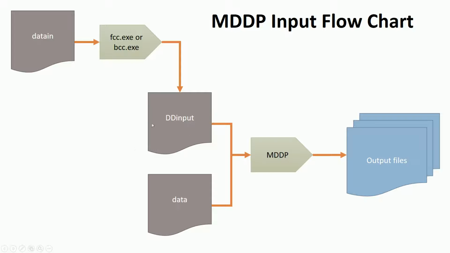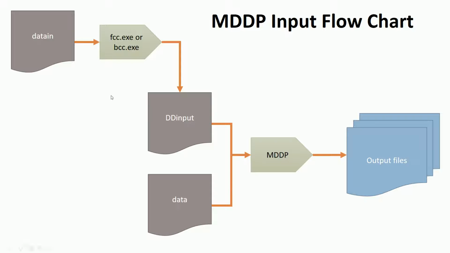MDDP uses this DD input file to initialize the system with dislocations. This file also includes information about the strain rate and direction that the system is going to be deformed at. The last input file is this data file. This file also includes information about the simulation cell, and so you need to make sure that the information in this file matches the information in this file. But this file also includes material property information, such as elastic moduli and dislocation mobility, and things of that nature. So we'll take a look at each of these input files individually.